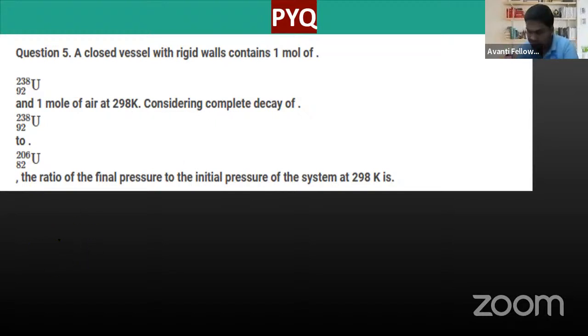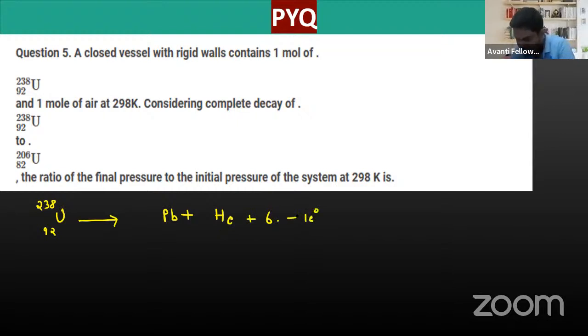So we know what is given here, that is uranium. Uranium has atomic number 92 and mass number 238. When it decays, it will convert into lead, Pb, plus helium, plus 6 electrons, e minus. Now see, the initial mole is equal to 1 mole, and this is equal to 8 moles. 8 moles of helium will be produced.